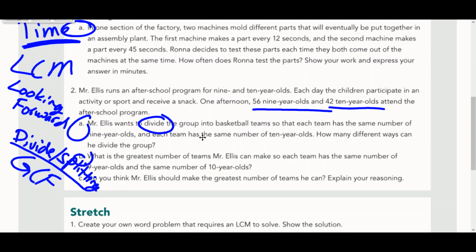All right, and then C you do not need to do. All right, and you can look at it, but you will not be graded on it.